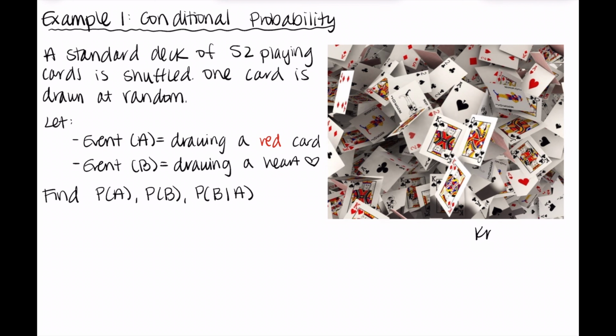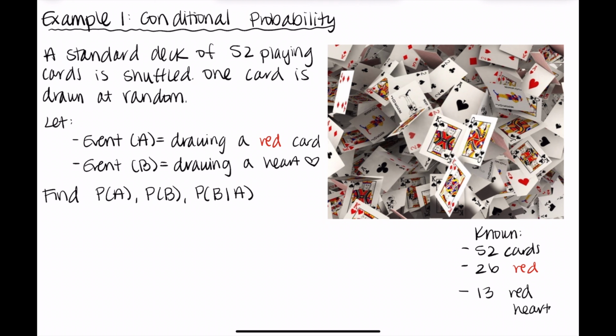So to start off, let's go through the things that we know about a deck of cards. We know that there are a total of 52 cards in a deck. We know that the number of red cards would just be 26. Half of the deck is red. And then we know that there are 13 hearts in the deck, right? Each suit has 13 cards. So those are our known variables on the right here.